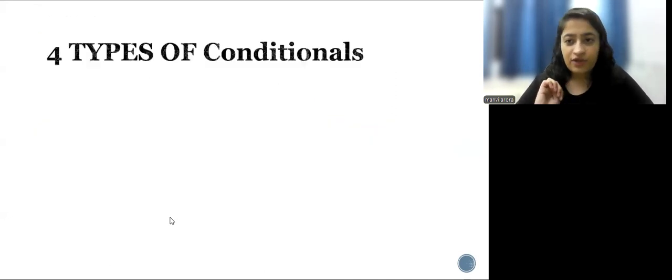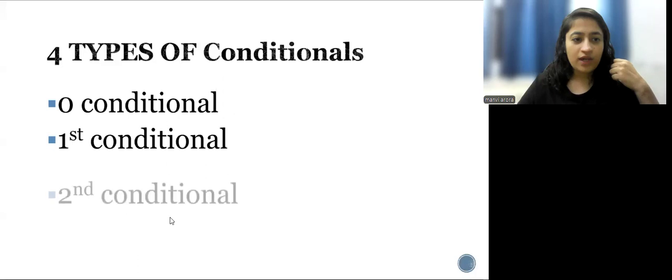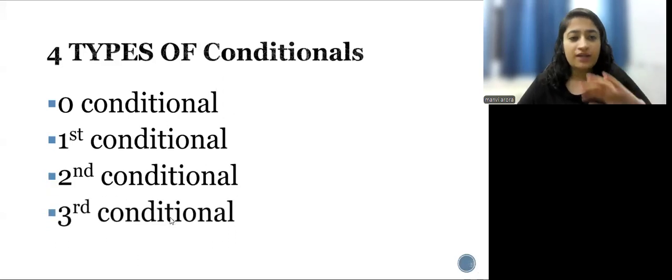And there are four types of conditionals: zero conditional, first, second, and third. We are going to look at them one by one. In this session, we are going to talk about zero conditional and first conditional, and then we will perform an exercise on how it will come in our CUET exams. And in the next session, we will be doing second and third and the combined exercise.